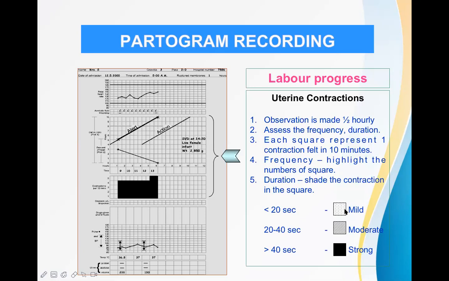So we need to do what? If this type of contraction is there, according to the partogram, what should you do in your management now? Yes? IV oxytocin. Exactly. Excellent. That means everybody is understanding the process. Very good. We have to give stimulation to the uterus, and that is done by IV oxytocin. Wonderful.